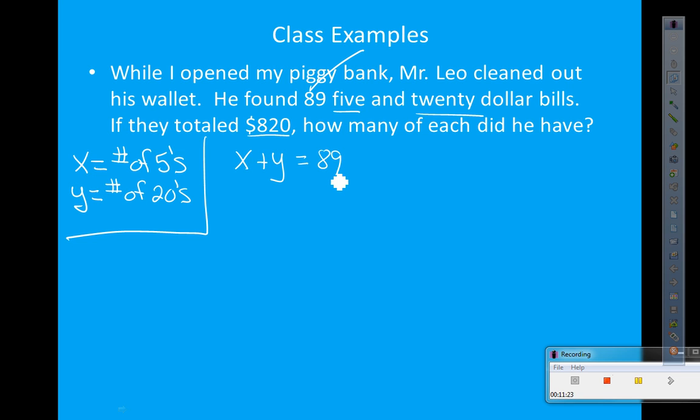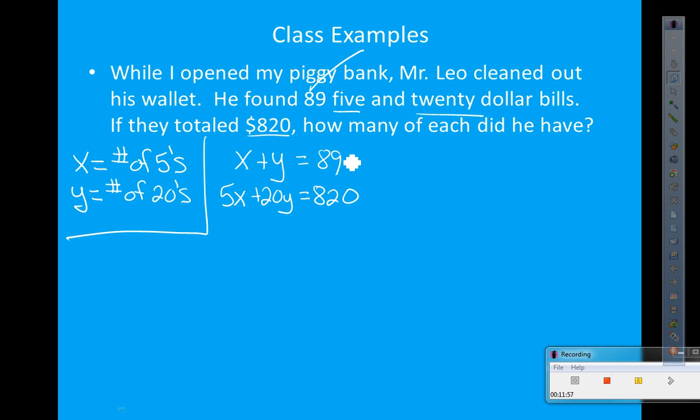Now let's put money to it. Every $5 bill that I have is worth 5x. Every $20 bill is worth 20y. The total amount of money I have, 820. Just like a while ago, 5 is a money amount, 20 is a money amount, so 820 better be a money amount. If you flip these around, then it wouldn't make sense, because 89 is not a money amount in this case.